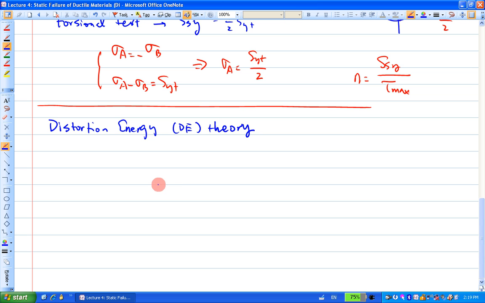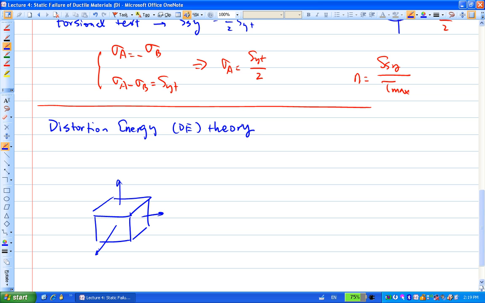So let's say I have a certain part of whatever. The part will be subjected to certain loading. Now I'm going to take a stress element out of the part. So it's 3D, right? And there will be certain kinds of loadings, maybe on each side of this element here.